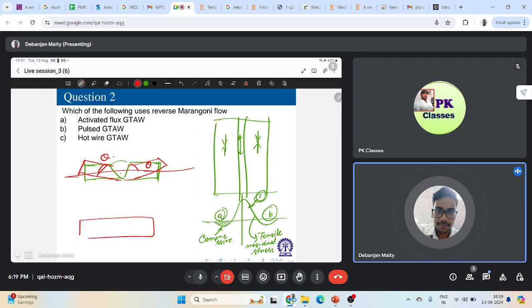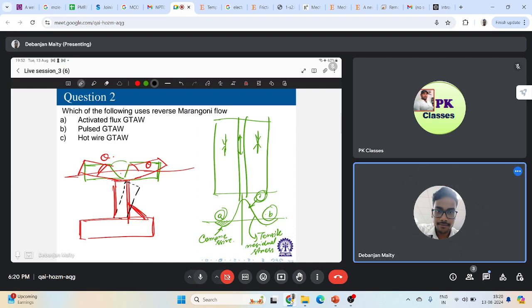If this is a fillet welding, this was my initial structure. This is a fillet weld, and my final structure will look something like this because of those residual stresses, right?